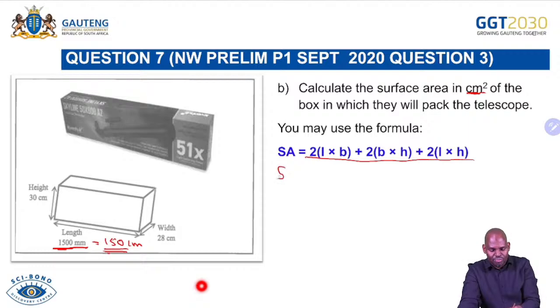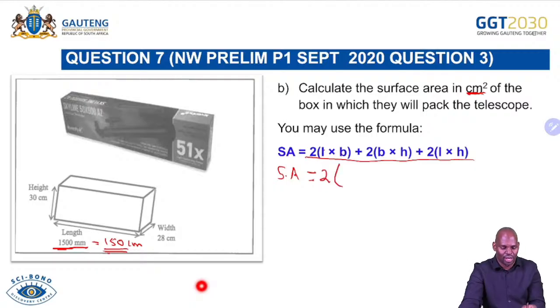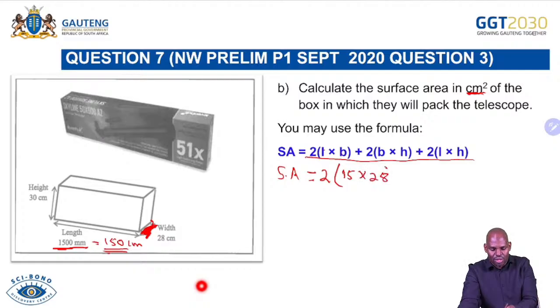Then we just do the substitution. They say the answer must be in centimeters squared. It means the length, the breadth, and the height must all be in centimeters. The substitution is 2 open bracket, my length is 150, then my breadth is 28, remember in this case width is the same as breadth, multiplied by 28. Then we close the bracket, then plus 2 open bracket, the breadth is 28, and the height is 30.